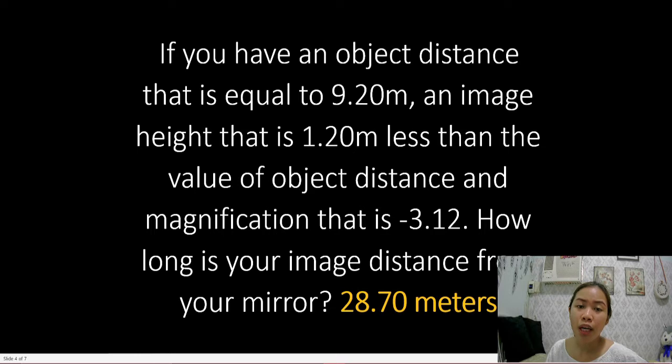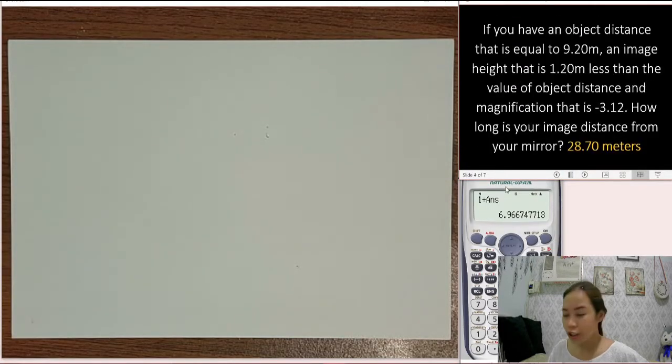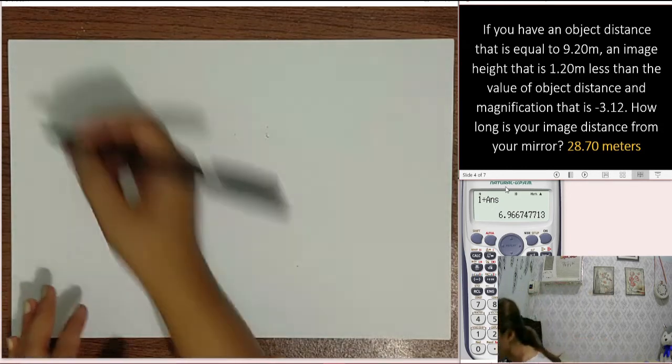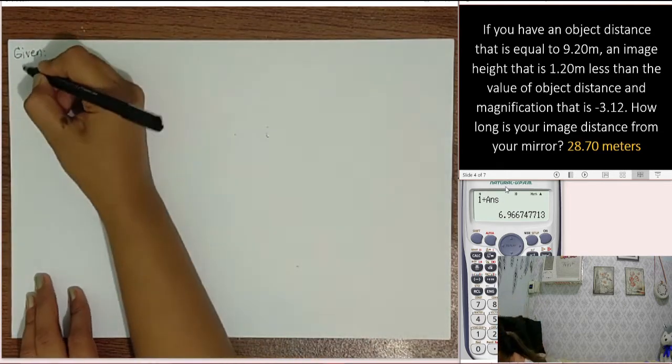Now, the question is, what will we do, Miss, knowing that there is already a value? What we're going to do in this problem is show the correct process, a process wherein we will get the 28.70 meters image distance. Let us list down the set of givens, so we will know what to do in our problem. For the given, the object distance is 9.20, so we put 9.20 as D sub O.